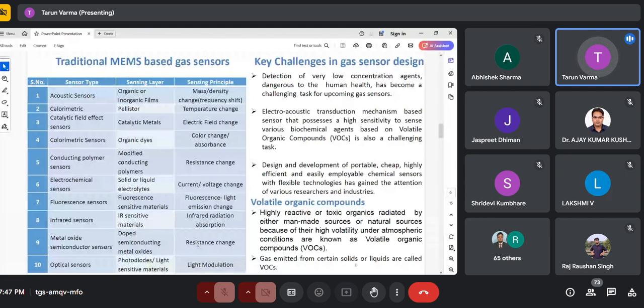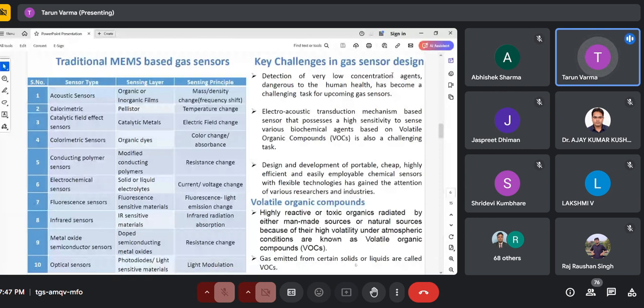The key challenge in gas sensor design is detection of very low concentrations that are dangerous to human health. That has become a challenging task for upcoming gas sensors. These are very low concentration agents, so you cannot sense them easily. The concentration is not high, and you have to detect that, but it is dangerous for human health. So this is one of the key challenges.